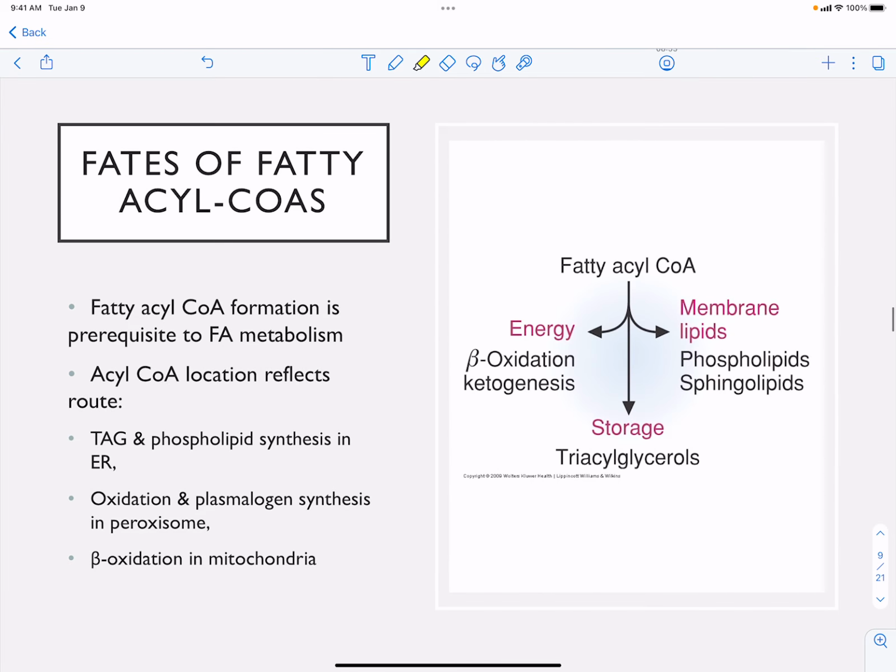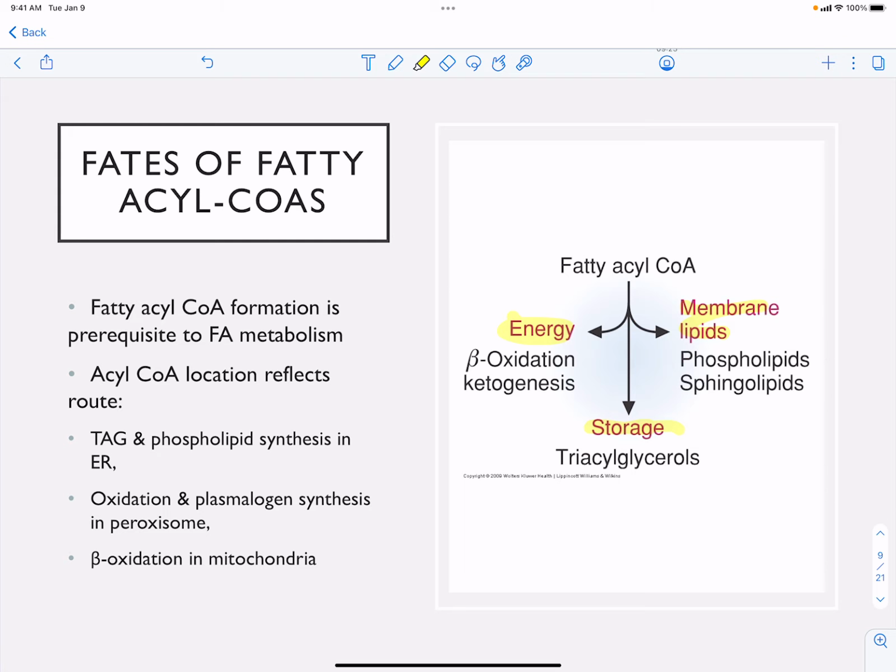Now what happens to these fatty acyl-CoAs? Well, just like our sugars, once you get the sugar in, you can go in many directions, and it's the same thing with a fat. Once you get the fat in and once it's activated, it can go in many directions. You can make energy, which is what we're going to be talking about through beta oxidation. You can make membrane lipids, or you can make TAGs and send them back out to be stored. So all of this is going to depend on the needs of the actual cell.